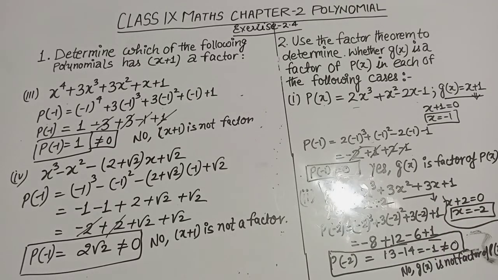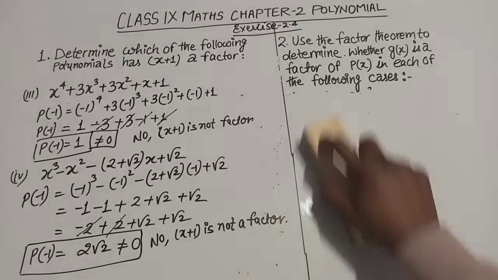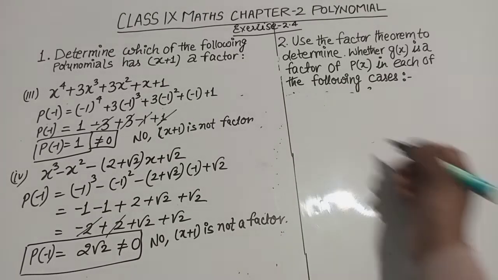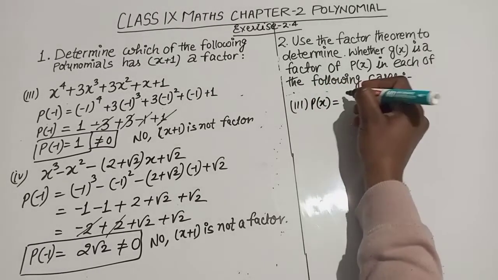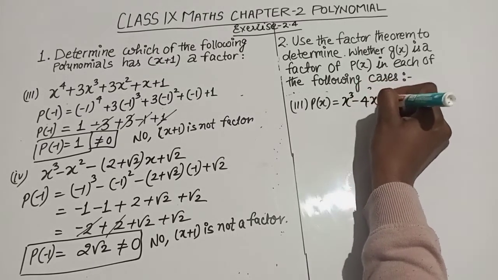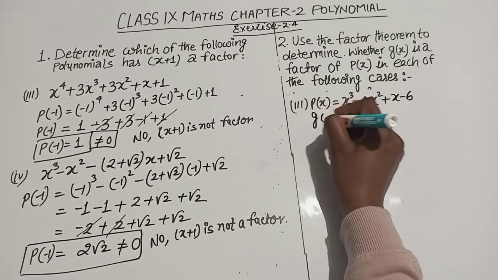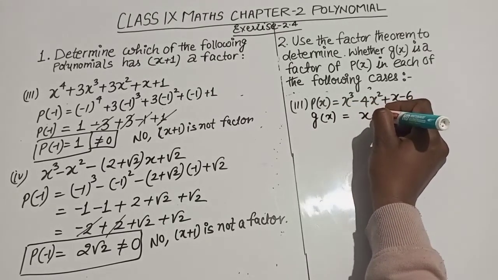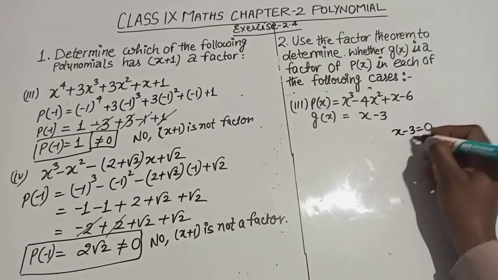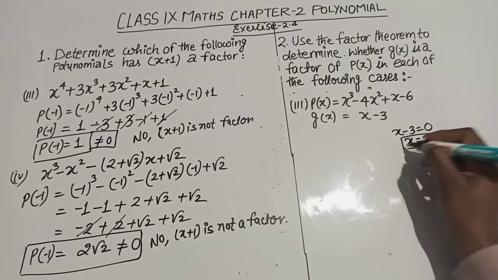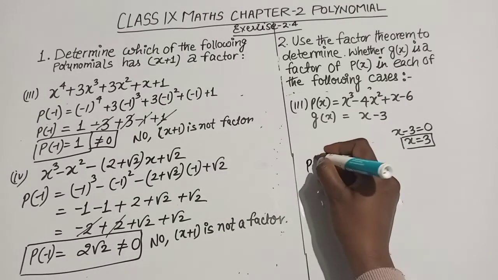Now the last one of question number 2, the third one: p(x) is x cube minus 4x square plus x minus 6 and g(x) is equal to x minus 3. x minus 3 is equal to 0, so x is equal to 3. Okay, so now put 3 here.